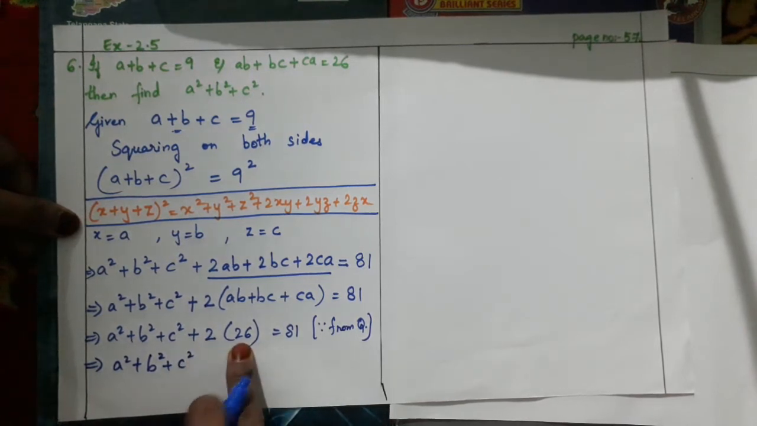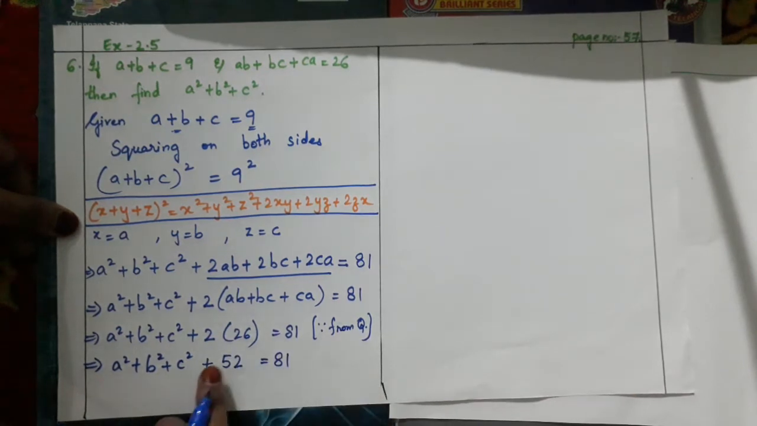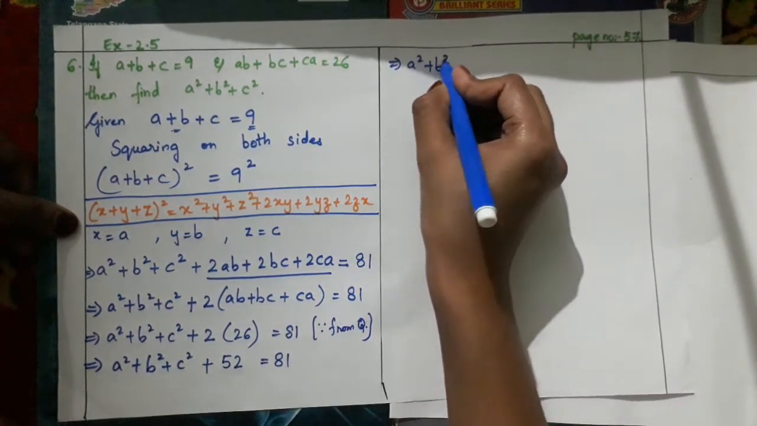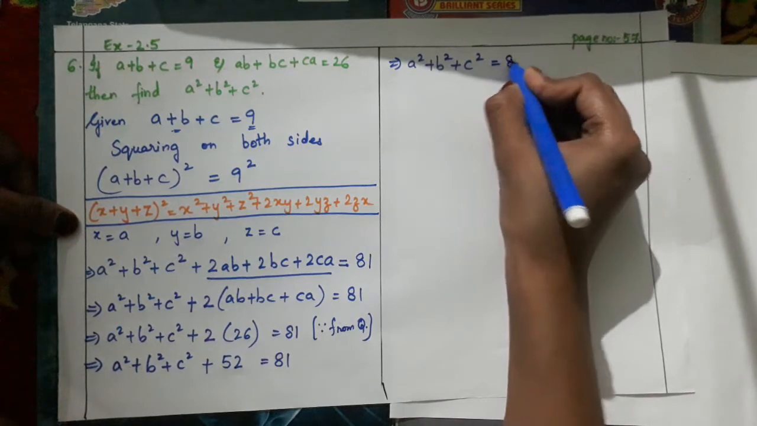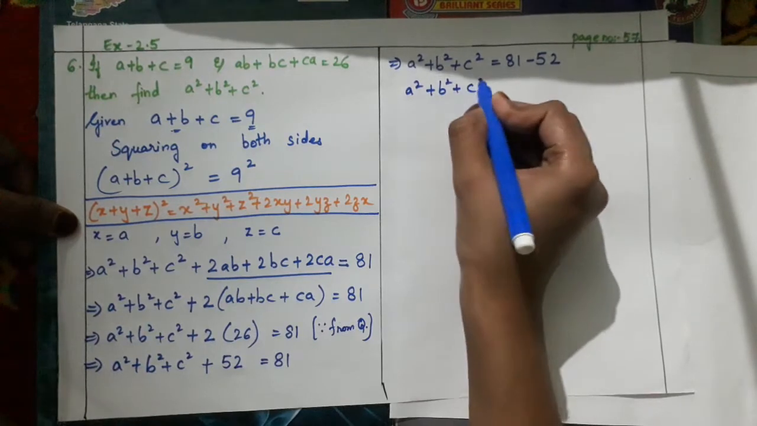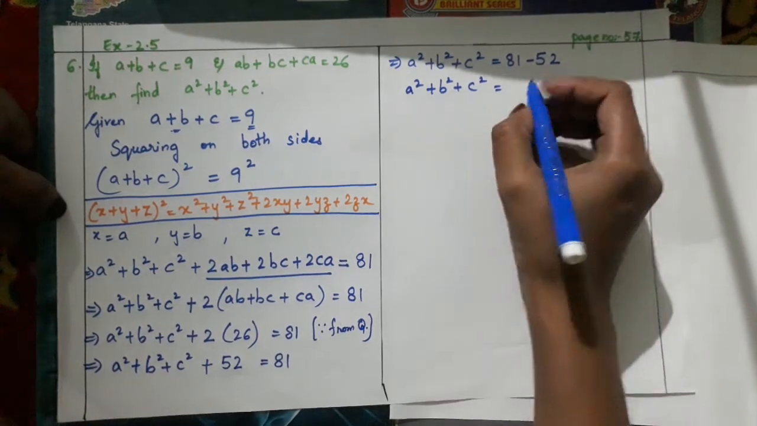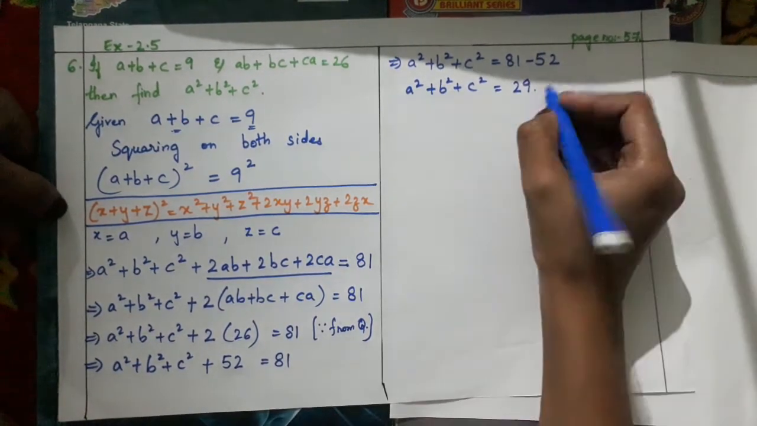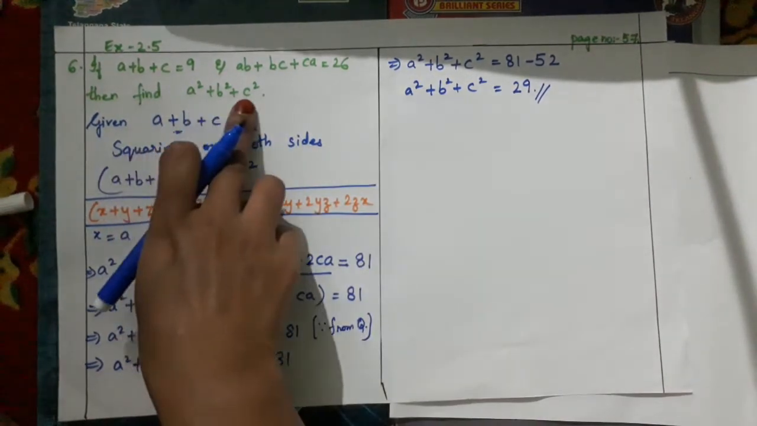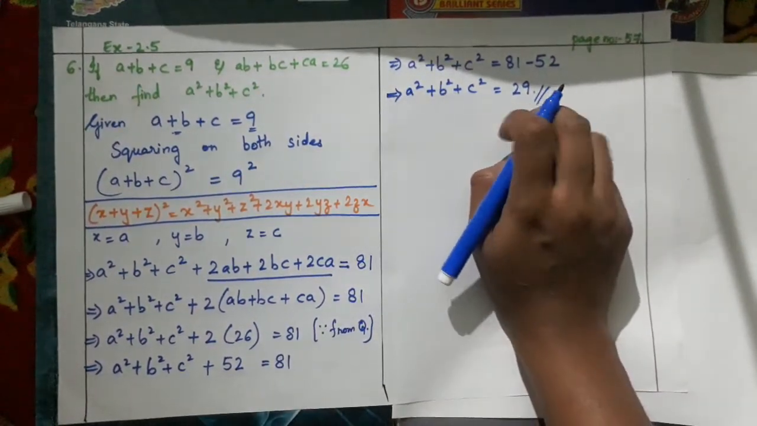Now 2 into 26 will be what, children? 52. So it is equal to 81. Now send this 52 to that side. a square plus b square plus c square is equal to 81 minus 52. It will give us what, children? 29. Okay, that's it. Now, what is the value of a square plus b square plus c square? That is 29. That's it.